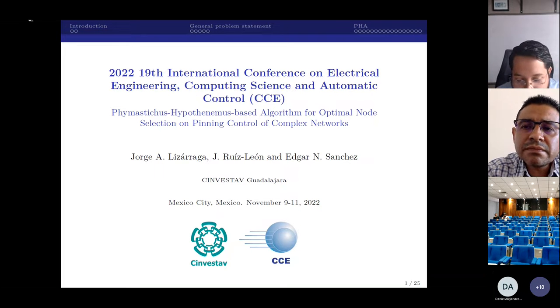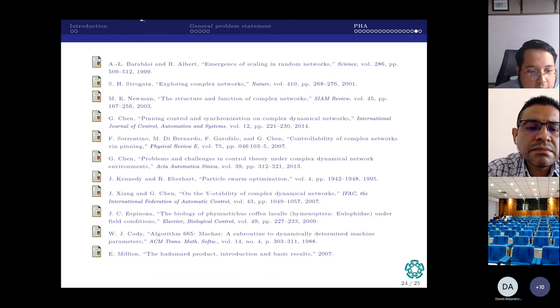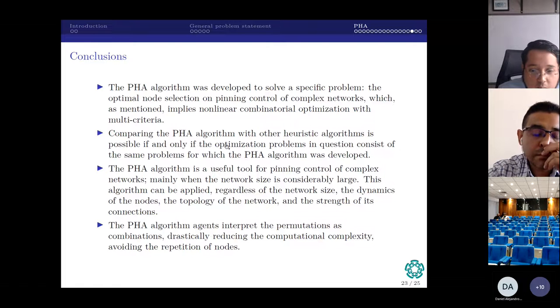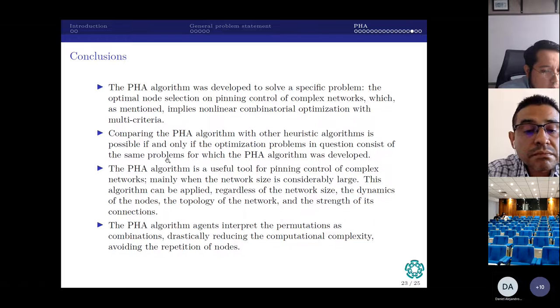In a specific conclusion, for example, this is a problem with a new meta-heuristic algorithm. Comparing the FAR algorithm with other heuristic algorithms is possible only if the optimization problem in question is the same problem for which the FAR algorithm was developed. Otherwise, it's possible that the other algorithms have a better solution because the problem is specific.